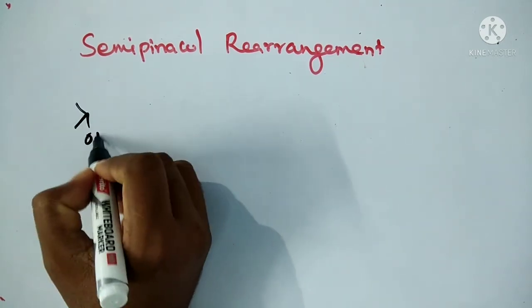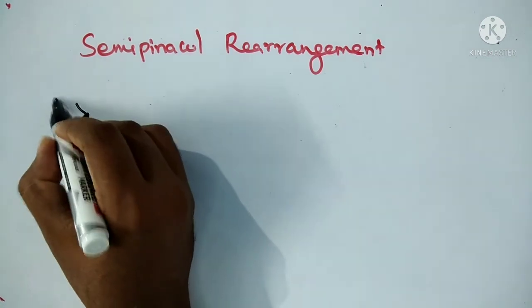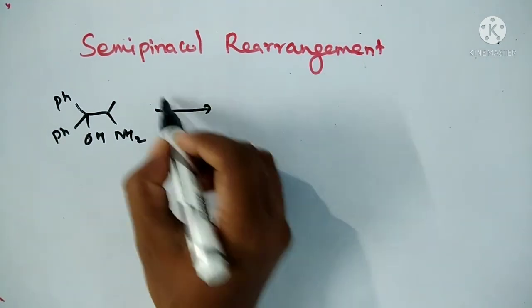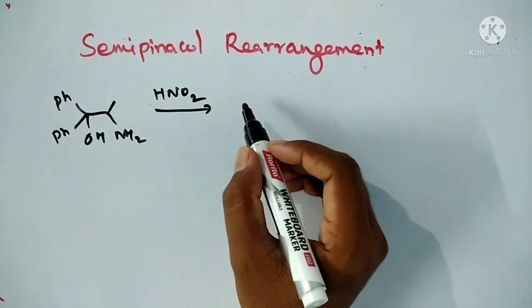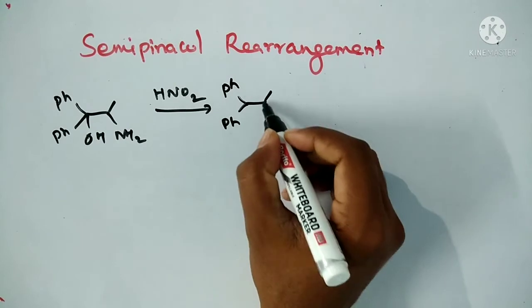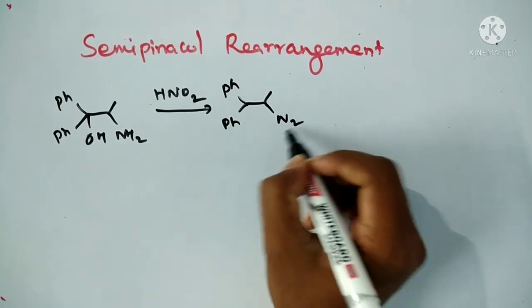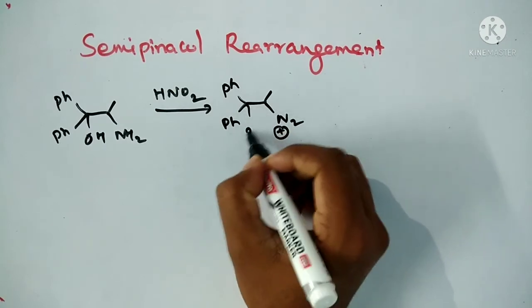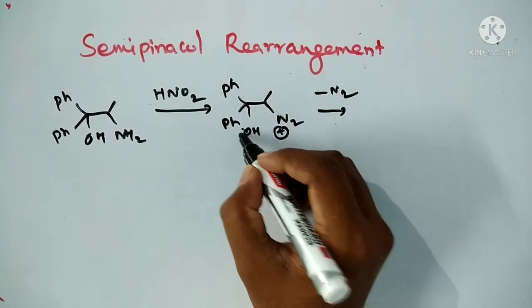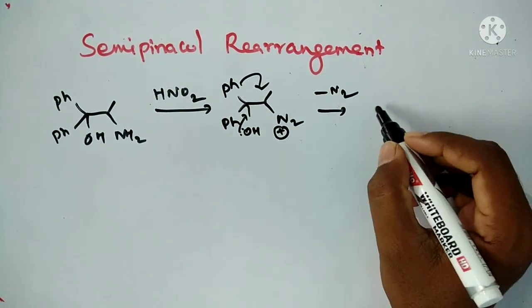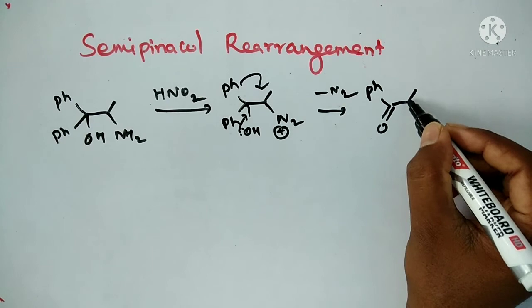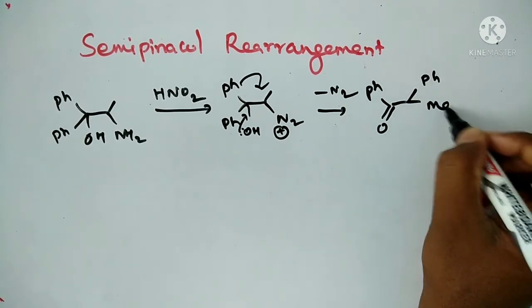We will discuss some more examples. If you take this amine in the presence of nitrous acid, what you will get is the diazonium ion. The next step is the elimination of nitrogen. So what you will get is the bond, O, phenyl, methyl.